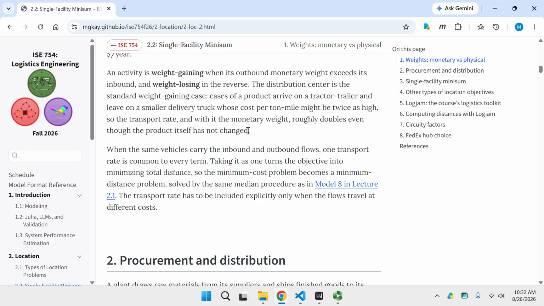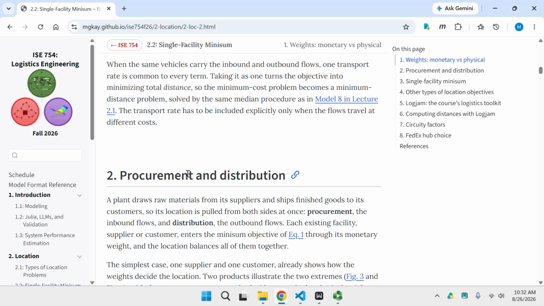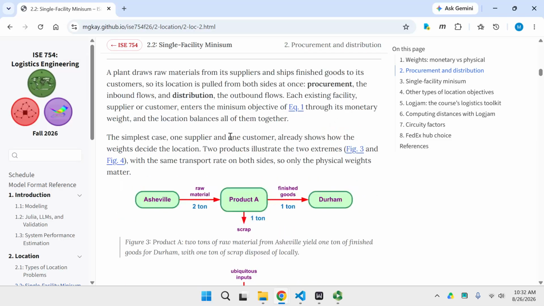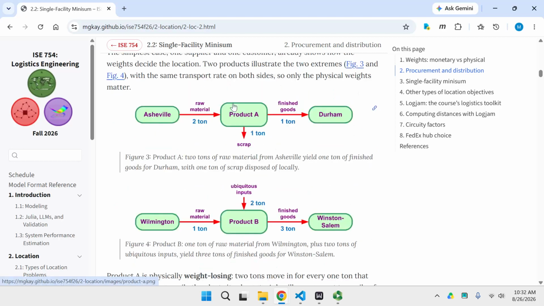and not the physical weight. The next section of the lecture talks about procurement and distribution. The idea of this section is to take what would otherwise seem like an abstract location problem and actually ground it in an actual production situation. So this is a simple problem, but it actually has all the elements of an actual proper location analysis for a company. So we start with two different products, A and B.